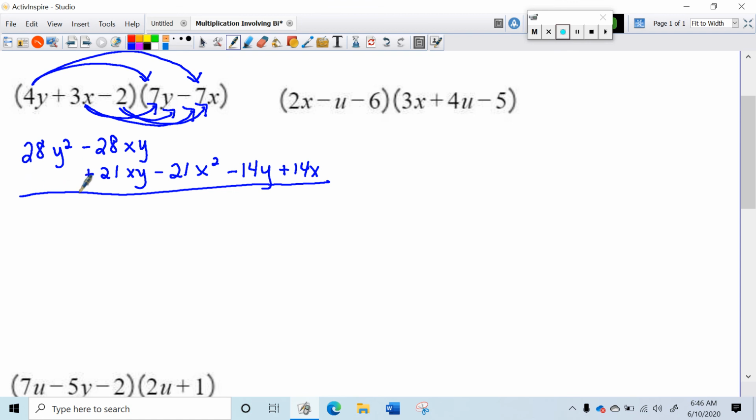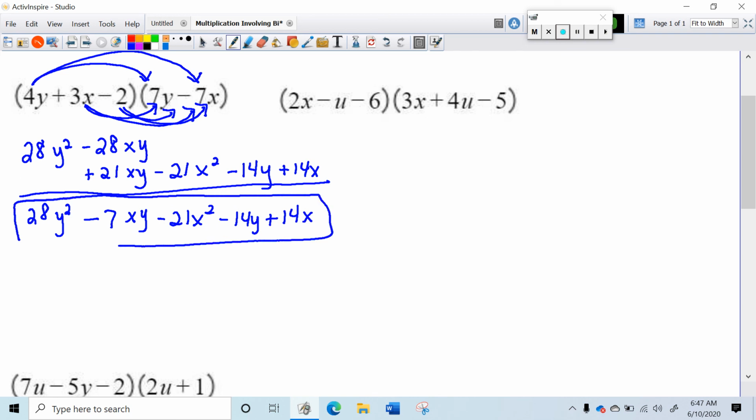So then you just add the columns. So for my y squareds, I have 28 of those. For the xy's, negative 28 and a positive 21. If the signs are different, you find the difference. You have to subtract. So 28 take away 21 is 7. The 28 is larger. It's negative. That means your answer is negative. Bring down the negative 21x squared. Bring down the negative 14y and the positive 14x. And even though this is a very long answer, it is the answer. There's nothing you can combine, because we already did the combining when we added the columns.